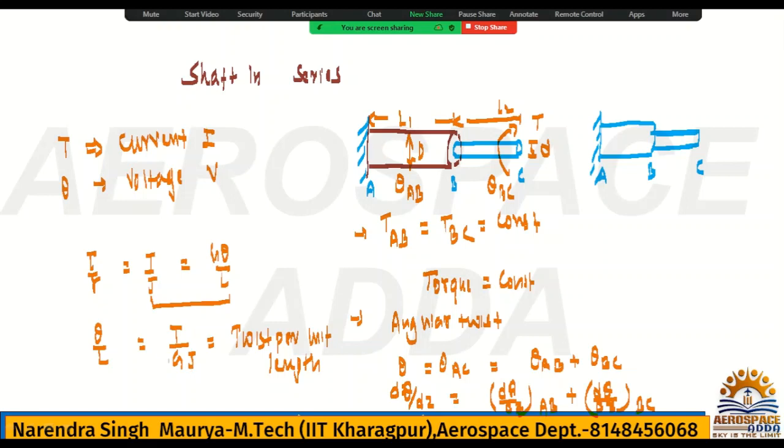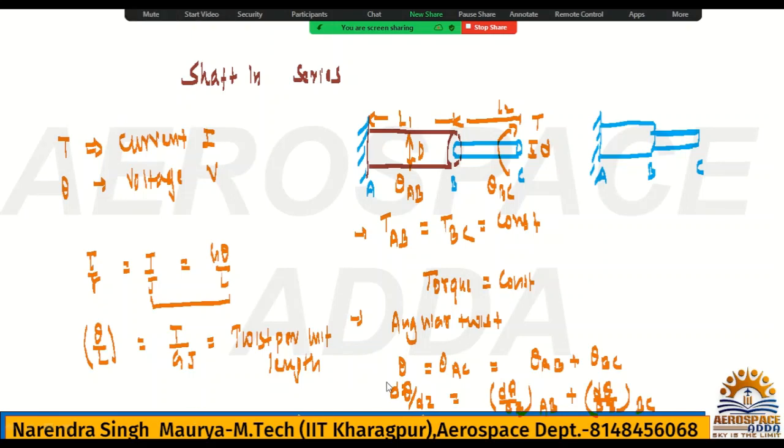Or many times this G is also changing. Suppose shaft A is made of aluminum and shaft B is made of steel, just for example. So G will be changing that time also. So don't think that theta by L, which is nothing but twist per unit length, will be constant just because torque is constant. No. Check the formula. Theta by L is nothing but T divided by GJ.